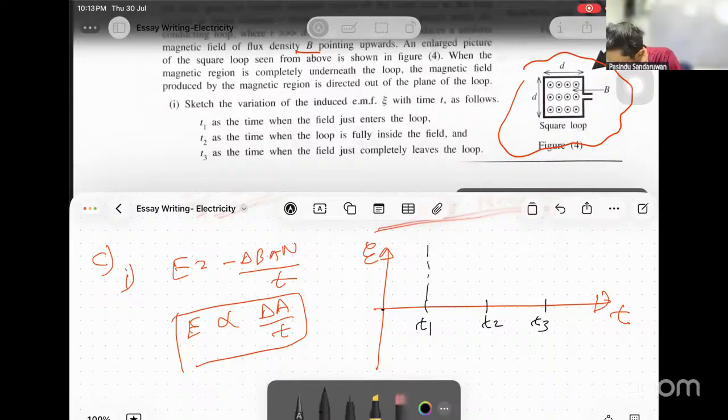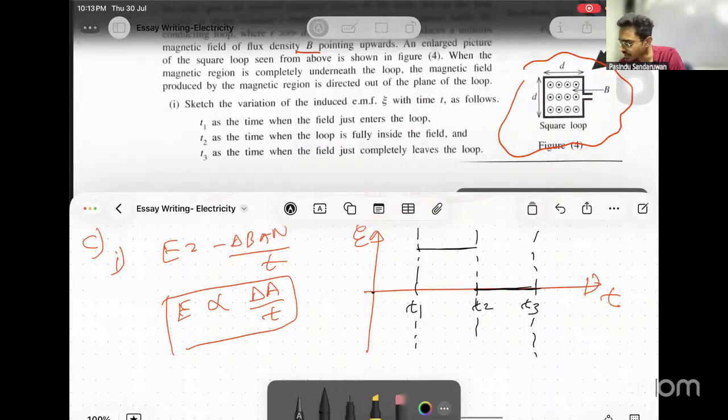Let's split these intervals for clarity. From T1 to T2, there is an induced EMF like this. Then T2 is the time when the loop is fully inside. Fully inside means no change of area, and no change of area means the EMF is 0. And when it leaves, according to Lenz's law, when it enters and exits, the directions of the EMFs are always opposite. Don't check again and again, because that's how it works from Lenz's law. Then from T3, again, it should be the same magnitude but opposite direction. And the final variation we are getting is this.